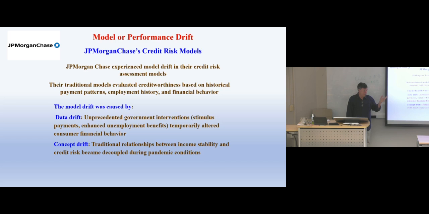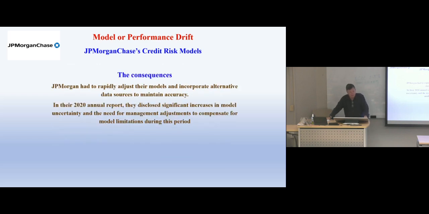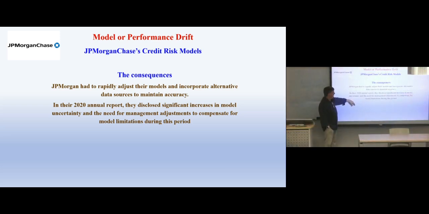All the lectures for the whole semester. Okay, so we saw it within 3 months. Now, I wonder how long it took JP Morgan before they started that. I don't know. But notice at the end of 2020, what they did, they had to adjust their models, okay? At the end of the 2020 report, they did note their increase in model uncertainty and what they call management adjustments to compensate for model limitations.